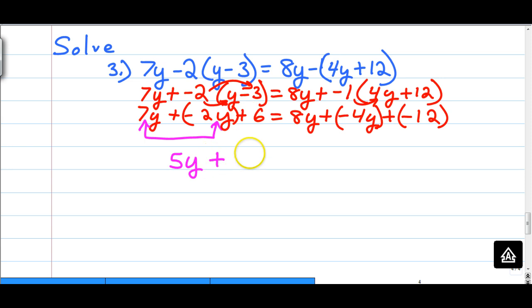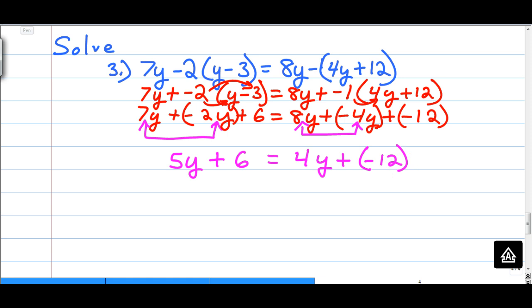The 6, there's nothing to add to it, so I just carry it down. Let's look at the right side. Now I have the 8y to the negative 4y. So 8 minus 4 leaves me with 4y, and then the minus 12 just carries down, or negative 12.